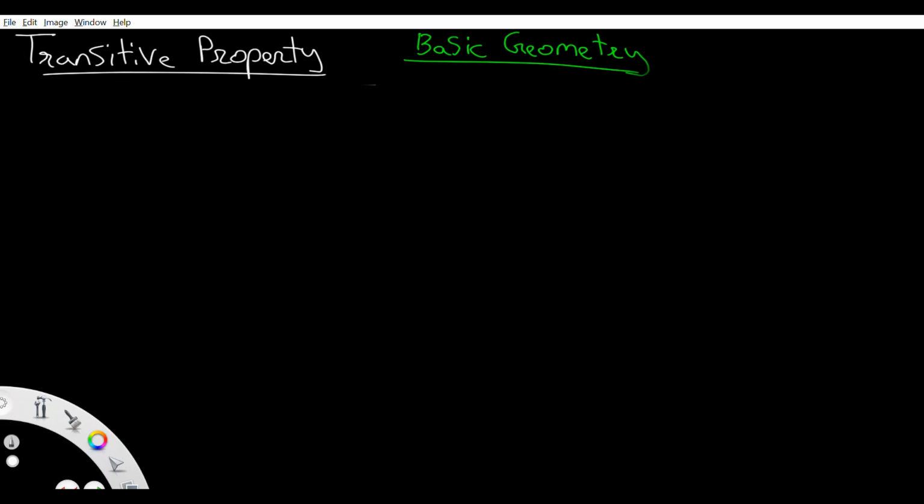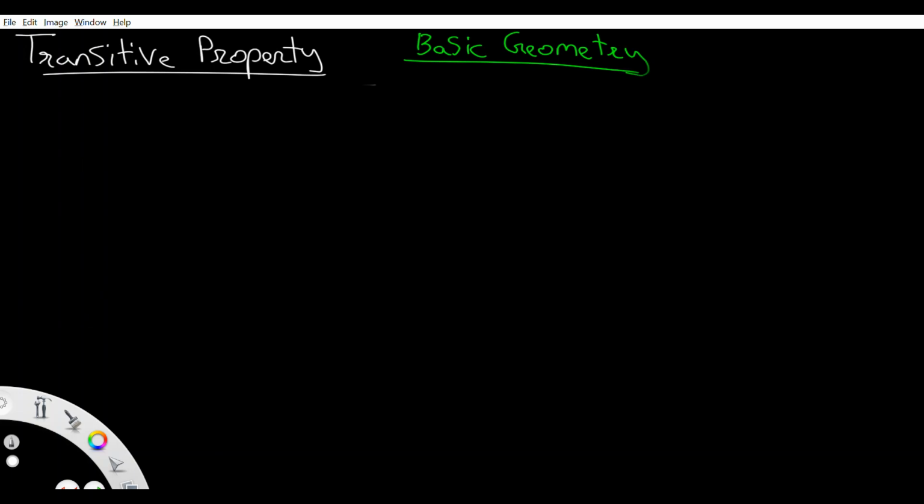So the next geometric term that you need to be familiar with is the transitive property. Now, what is a transitive property? By definition, the transitive property means that if two angles are congruent to the same angle, then that means that they are congruent to each other.